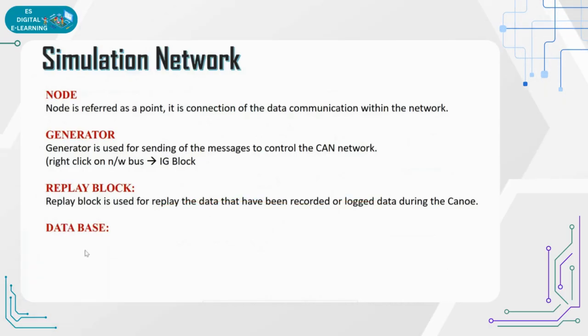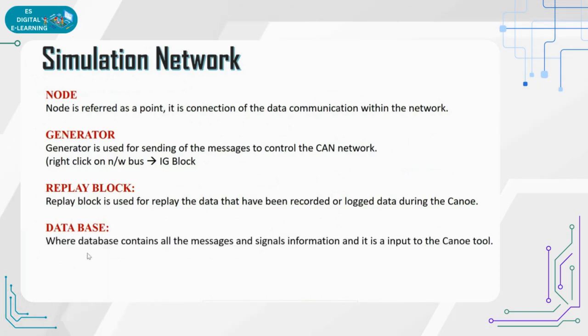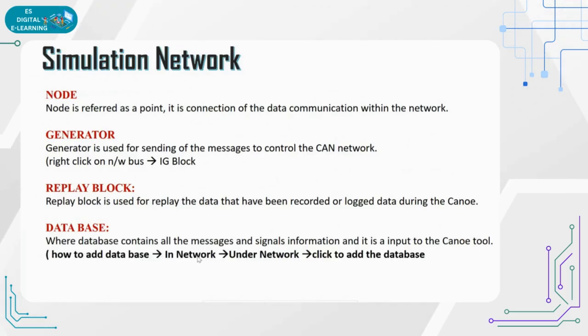And next is the database. The database contains all the messages and signal information. It is the input to the CANoe tool. So next, how do you add the database file, as they may ask in interviews? How to add the database in the network? Under the network, right click and add the database file. This is the answer you should give.